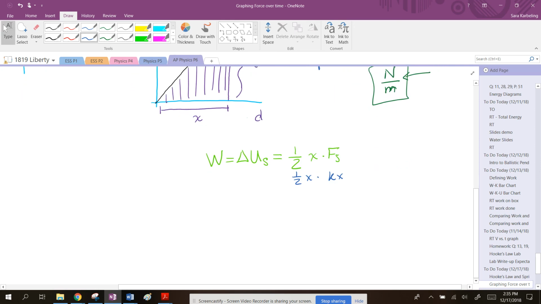So let's make it a little prettier. So we're going to say that the change in elastic or spring potential energy is equal to what? 1/2 kx squared. Okay, that's something worthy of putting a box around.